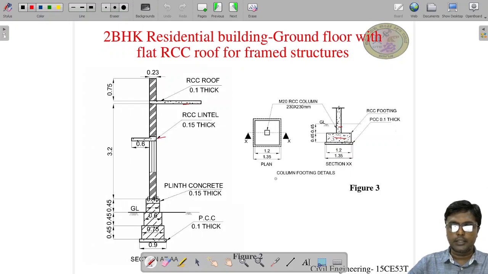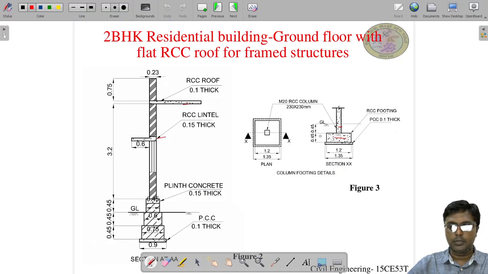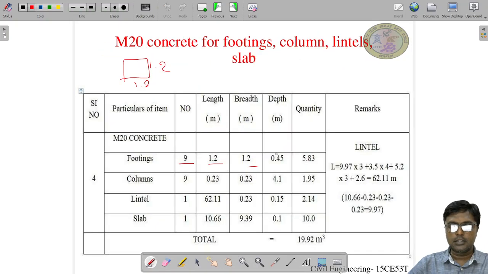So for the footings, the number is 9. As it is a square footing, we say 1.2 into 1.2, and the depth is 0.45. You can see the footing depth is 0.45. By multiplying, we will get a quantity of 5.83.